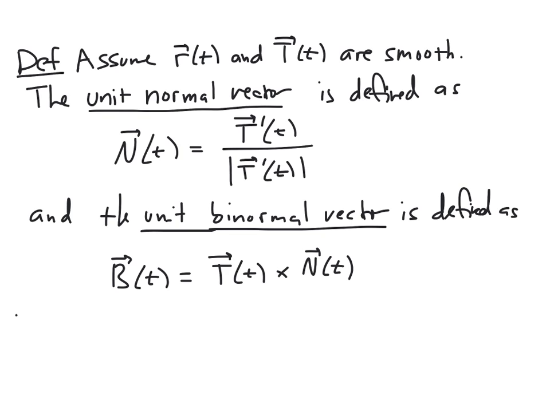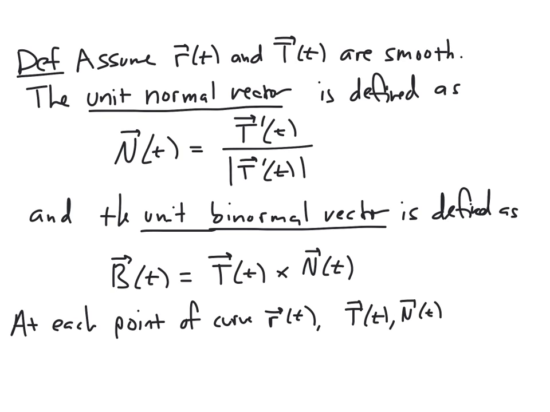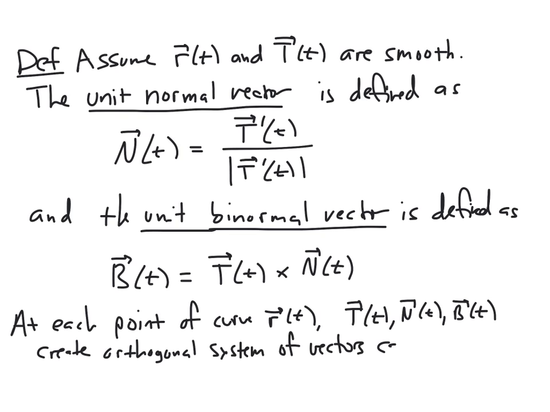And so the punchline here is that at each point of the curve given by r of t, we have these three vectors, right? T of t, N of t, and B of t, which create an orthogonal system of vectors conveniently called the TNB frame.